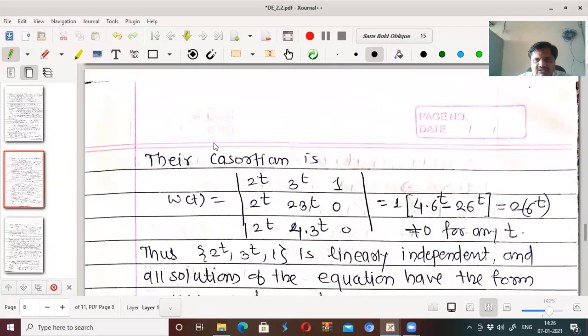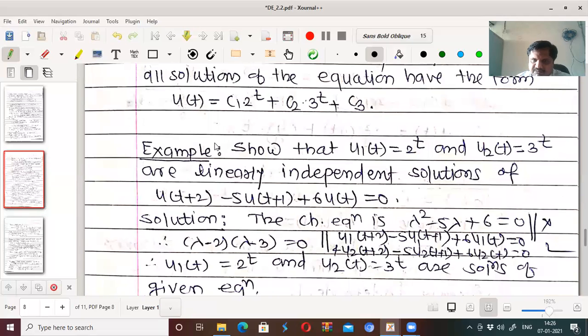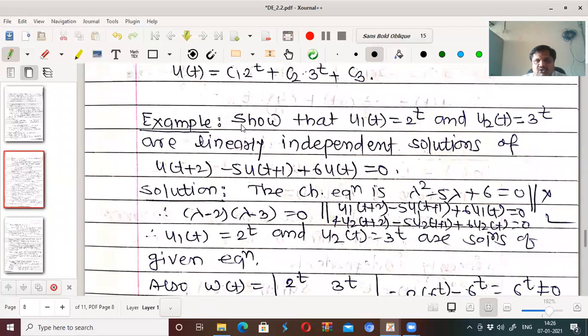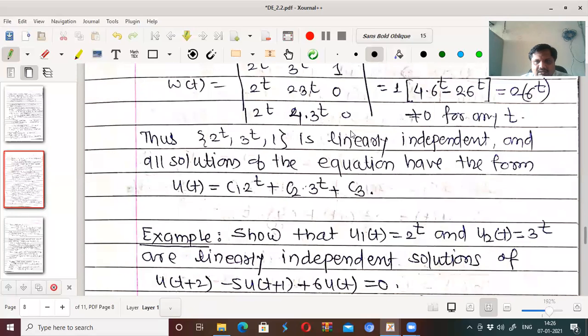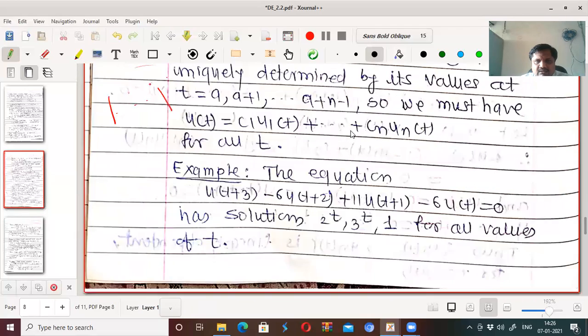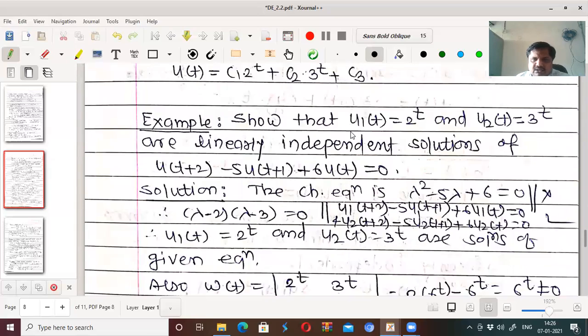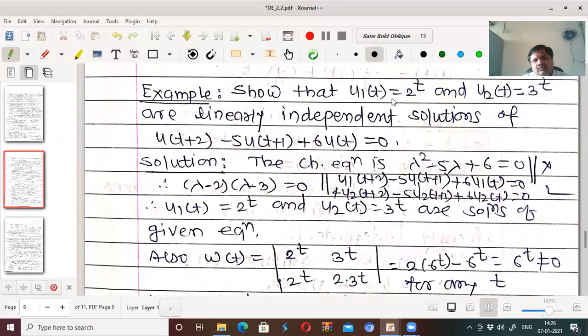Now we will solve some examples of this type. Okay, we have seen this example in the last lecture. Show that u1 of t equal to 2 to the power t, u2 of t equal to 3 to the power t are linearly independent solutions of u of t plus 2 minus 5 times u of t plus 1 plus 6 u of t equal to 0.